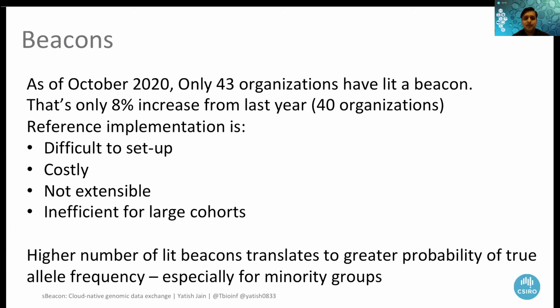Beacon can only generate greater probability of true allele frequency if more organizations light Beacon, especially for the minority groups that are already underrepresented in the genomic data sources.